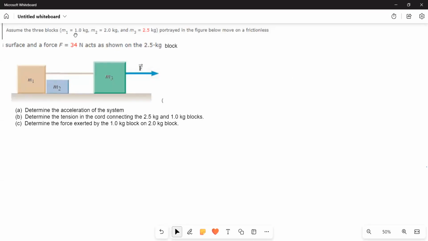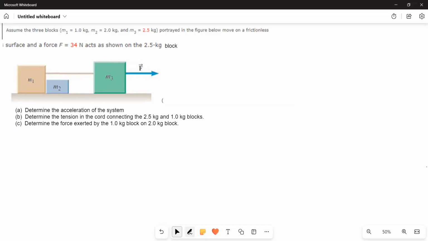Assume the three blocks M1 is equal to 1 kg, M2 is equal to 2 kg, and M3 is equal to 2.5 kg, portrayed in the figure below. Move on a frictionless surface, and a force F of 34 newtons acts as shown on the 2.5 kg block. Determine the acceleration of the system. Determine the tension in the cord connecting the 2.5 kg and 1 kg blocks. Determine the force exerted by the 1 kg block on 2 kg block.